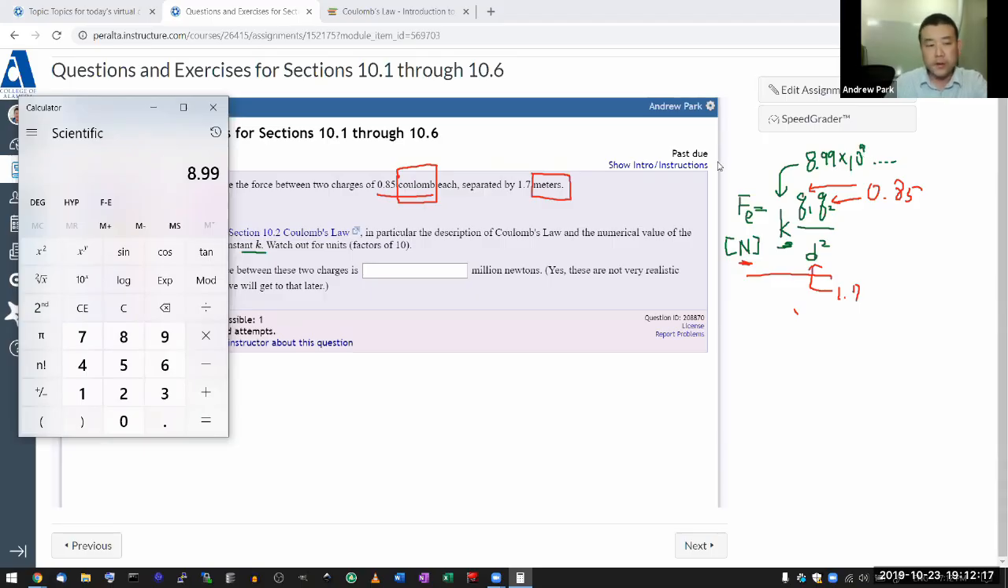A lot of calculators have this E notation or exponential notation. And when I press EXP and then type in 9, what this means in calculator notation is this is 8.99 times 10 to the power of 9 times 0.85, and I have one more of that, so times 0.85 divided by 1.7 squared.